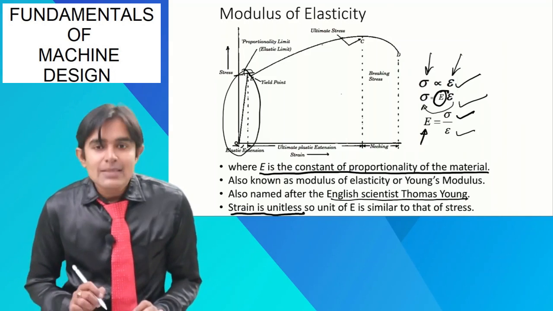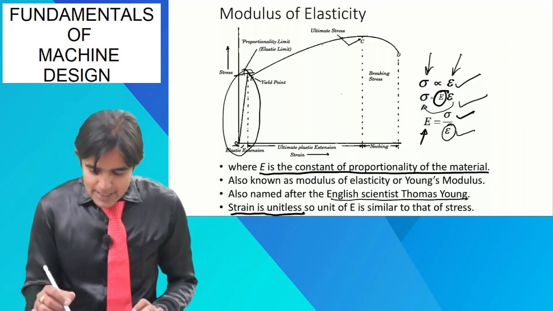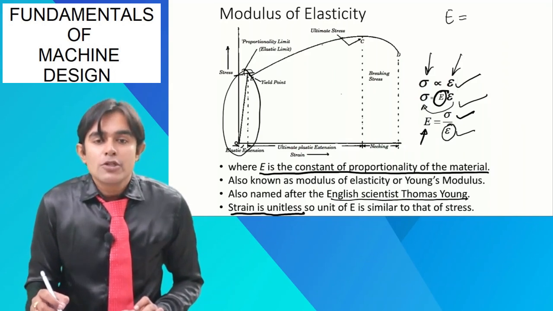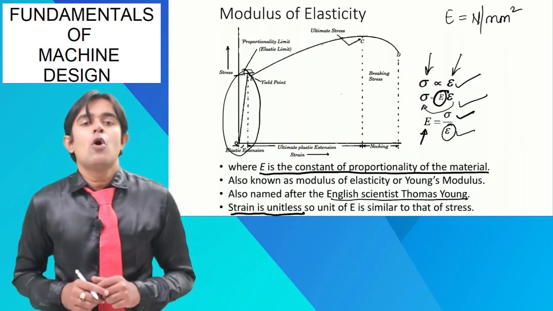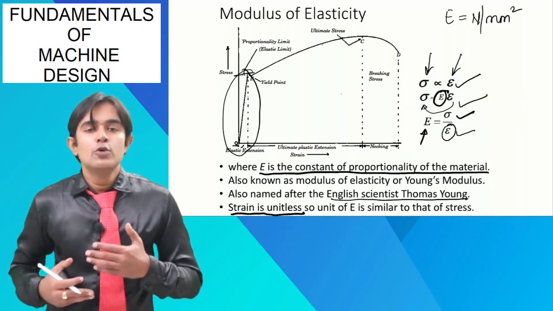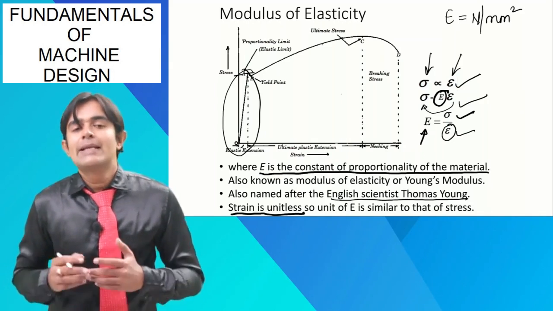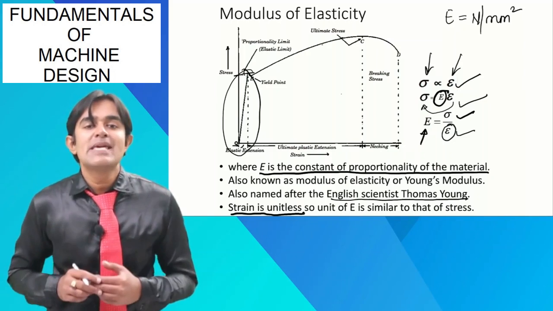Strain is unitless. If strain is unitless, then the unit of modulus of elasticity will be the same as the unit of stress, which is Newton per mm square or kilonewton per meter square. It can be anything, according to the load which is being applied.